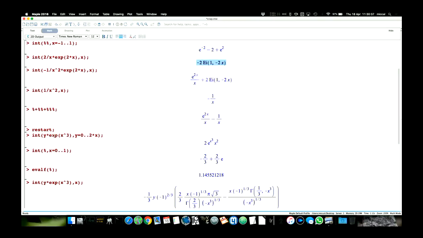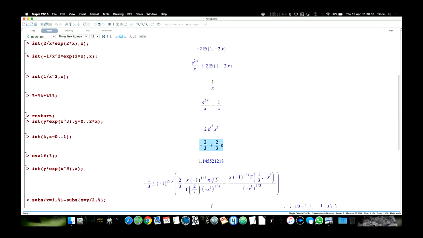If I integrate y e to the x cubed first with respect to y from 0 to 2x, I get that, which is what I did by hand. I then integrate that from x is 0 to 1, I get that, which I'm numerically evaluating. I'll tell you why in a sec. Of course, you could just leave it as is. If I integrate this with respect to x first, that's the answer. Which obviously you don't understand.